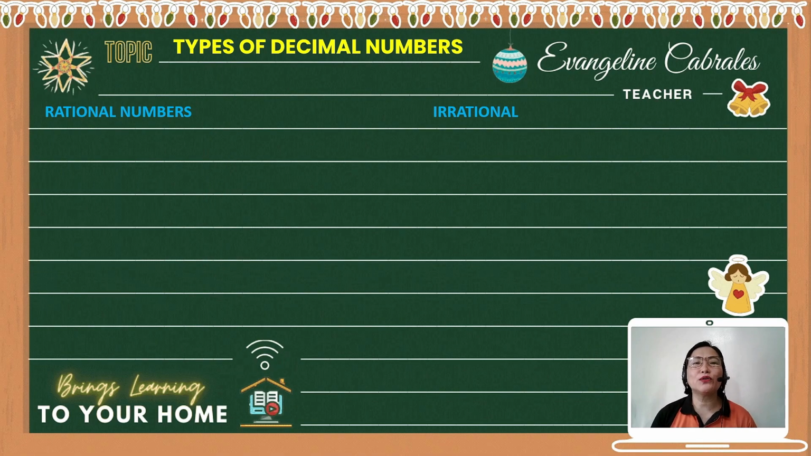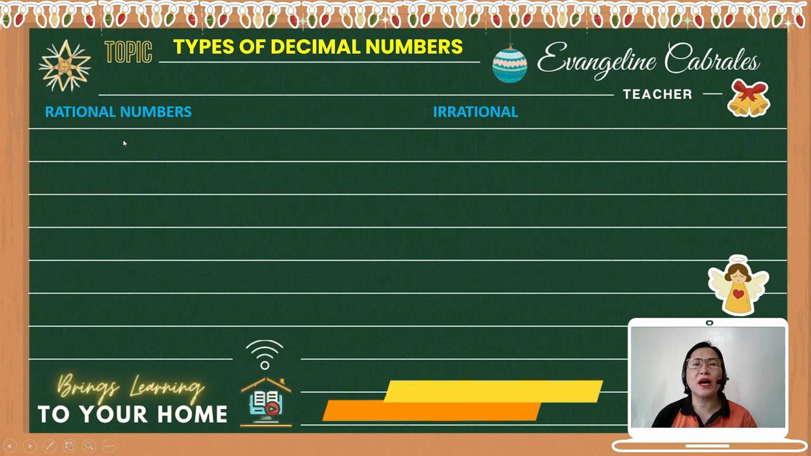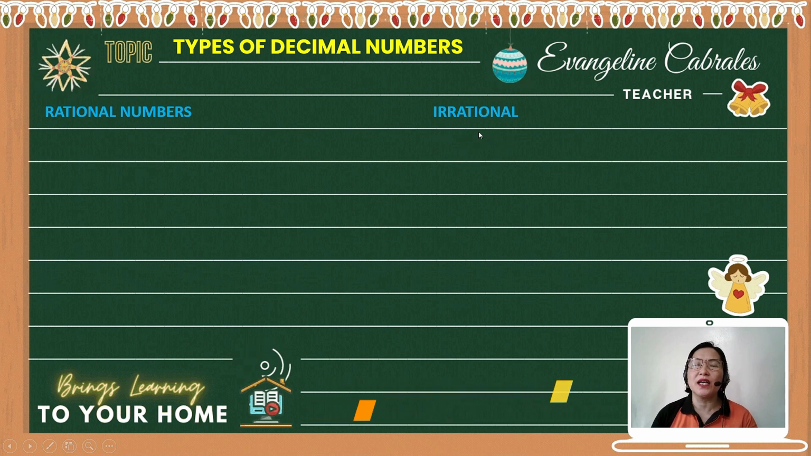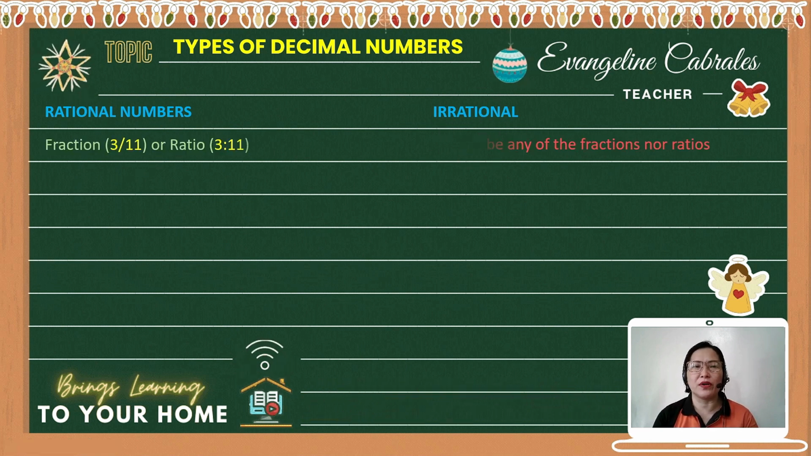Bago tayo pumunta sa types of decimal numbers, kailangang matutunan nyo muna na ang numbers ay mayroong tinatawag na rational numbers and irrational numbers. Ano ba ang pagkakaiba ng rational numbers sa irrational numbers? Ito yon. Una, rational numbers can be fraction or ratio.